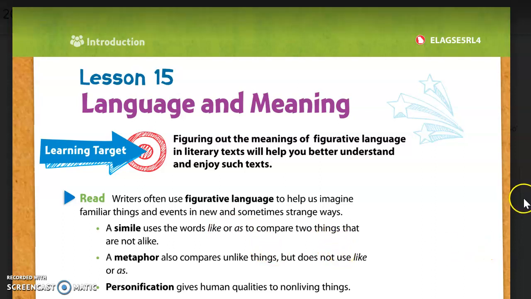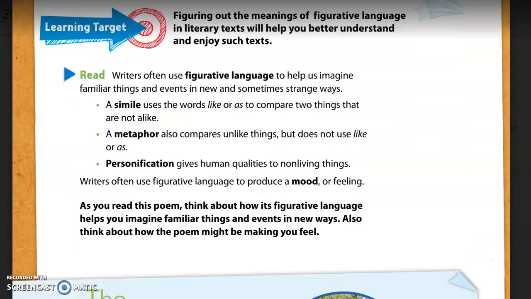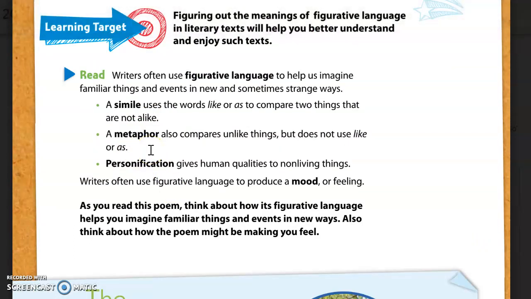Your next type of figurative language is the metaphor. And it really is the same as a simile. You are making those comparisons, but you're not using like or as. You're just saying that something is that, it's become that. It embodies that.